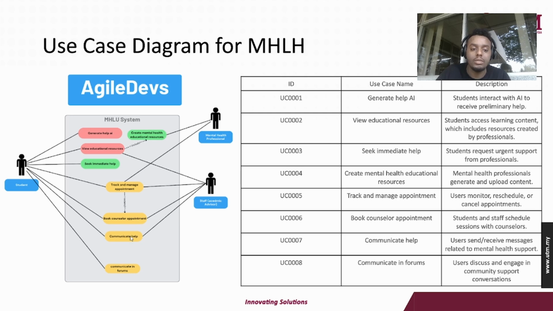Then we have the communicate help use case, which is informal support used by the student and the staff. So in case the student feels depressed and wants to talk to someone, he can chat directly with the academic advisor and request informal support to improve his mental health well-being.